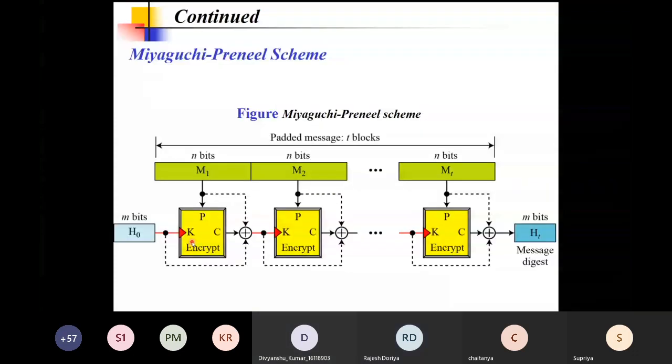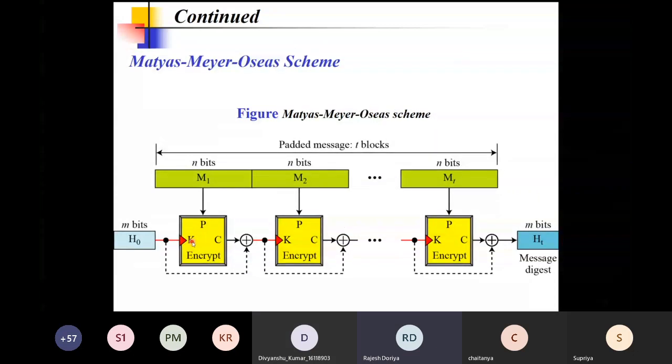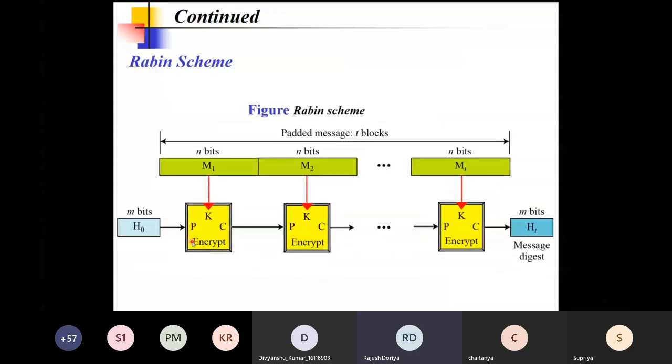Okay, so these were the fundamental building blocks of any hash functions, and we have seen each one of them in detail in yesterday's class, right? So these are the intermediate message digest blocks.